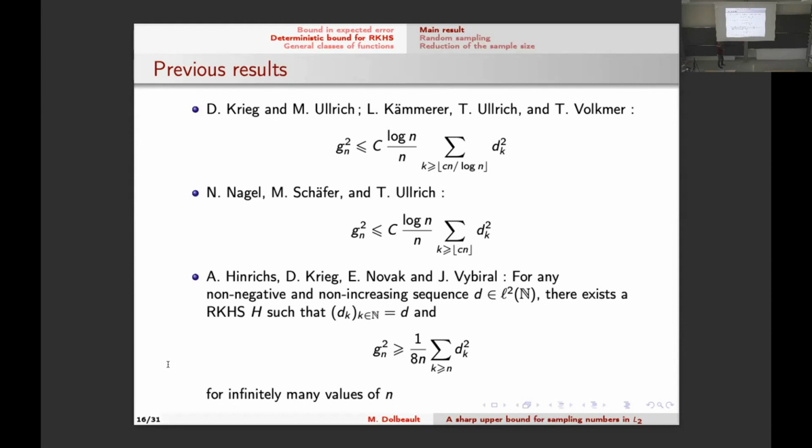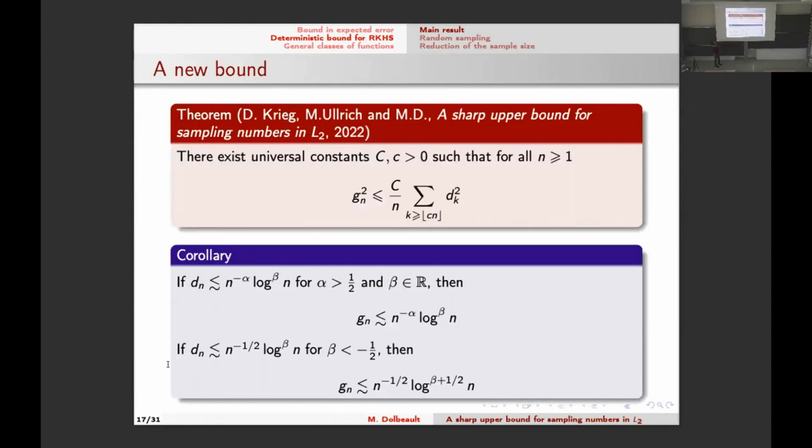First, there were 2 logs in the beginning. One was removed by Nagel, Schäfer and Ullrich, and what I'm going to tell you is that we removed the second one. If we remove the second log, we're optimal, since there are examples where the lower bound holds. So we cannot have g_n comparable to d_n in general, but with that tail, we can have a sharp bound. That's precisely what we say here: we can remove the second log and bound the g_n by the L2 tail of the Kolmogorov weights.